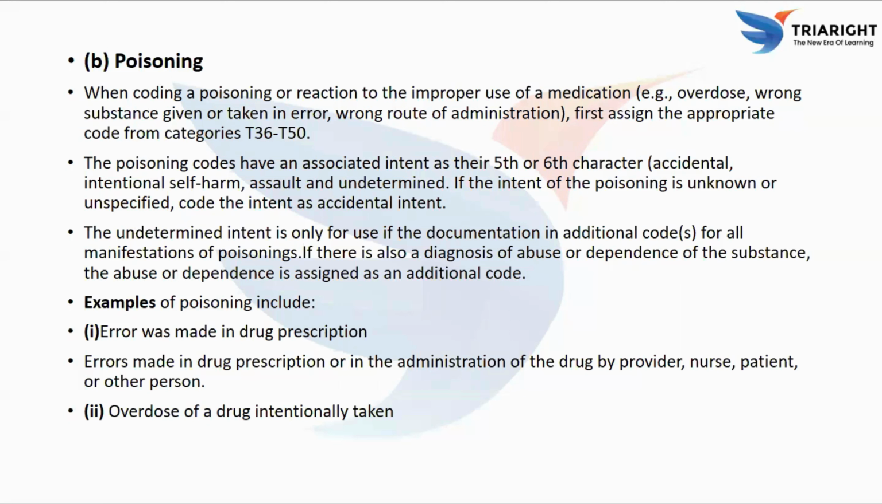So what is the first coding rule? You have to code the poisoning first. When coding poisoning or reactions due to improper use of medication, you first assign the appropriate code from the categories T36 to T50. These codes identify the drug or substance involved. They are found in chapter 19 of ICD-10-CM, which covers injury, poisoning and certain other consequences of external causes.